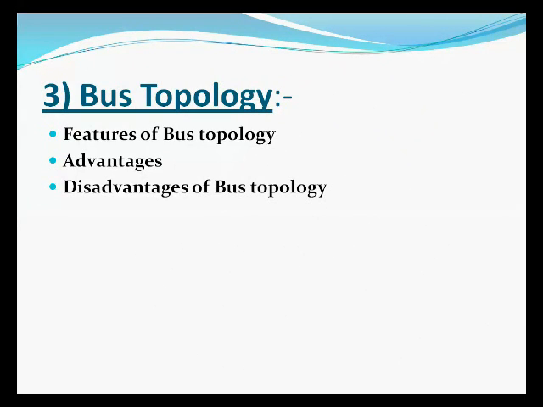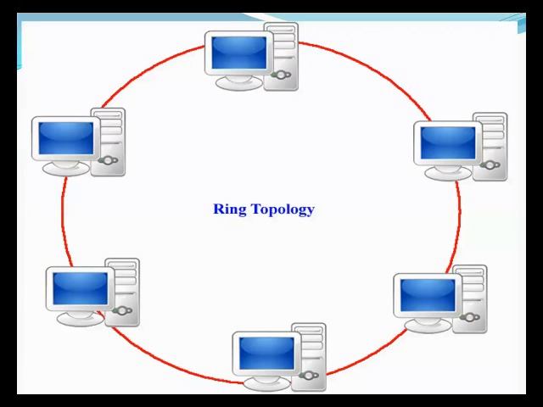Easy installation. Each cable needs to be connected with the backbone cable, and less cable is required than in mesh and star topology. And now I have shared the disadvantages of bus topology. Difficulties in fault detection, not scalable as there is a limit on how many nodes you can connect with the backbone cable. Now next is ring topology.